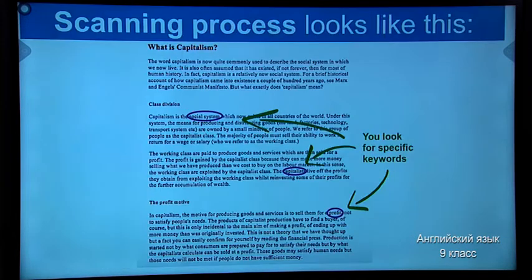Okay? So, next one. How can we scan? Scanning will be like this. For example, you will be given the text, what is capitalism? So, you may just look through for social system. It means the synonym. So, next one, capitalists. And for specific words, it is profit here.